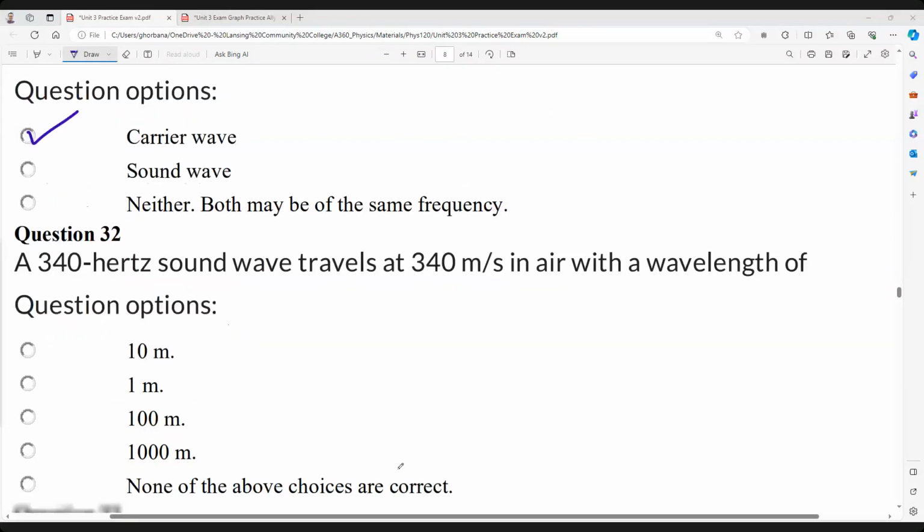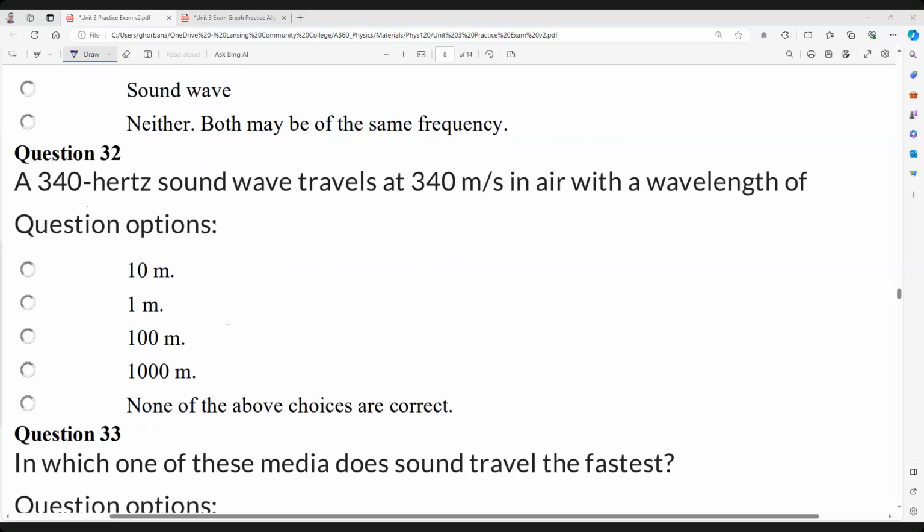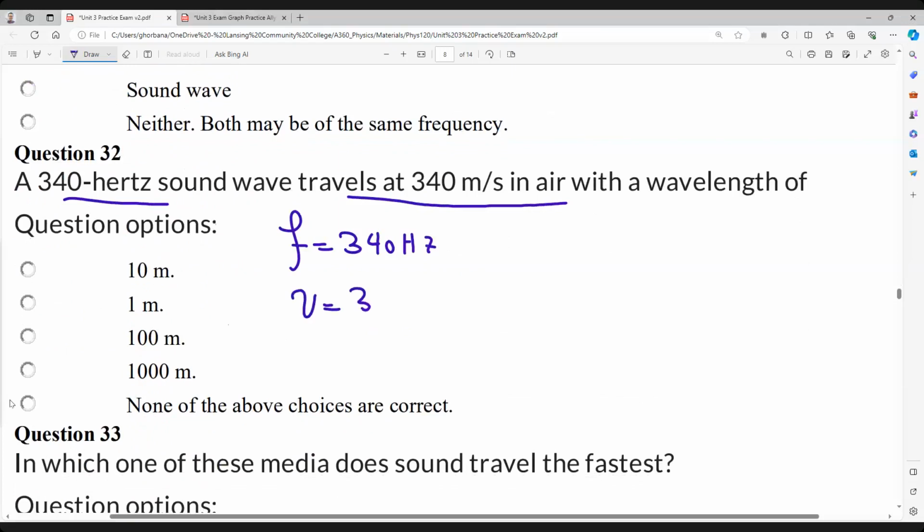So number 32. Number 32 probably is kind of the same problem again. We have a frequency 340 hertz sound that travels at this velocity. Again, we just write the velocity 340 meter per second. We are supposed to calculate the wavelength. We already know that the wavelength, lambda, multiplied by frequency is velocity. If we rewrite this equation, we can say the wavelength is velocity over frequency.